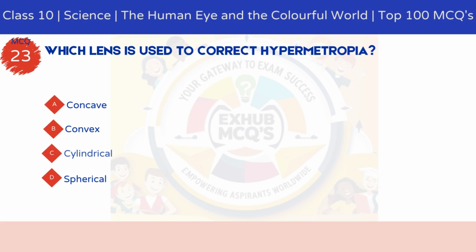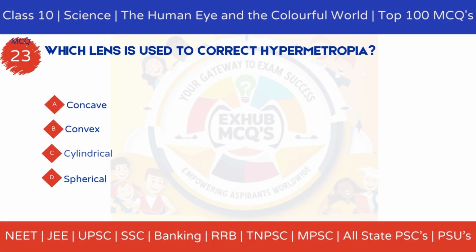MCQ 23. Which lens is used to correct hypermetropia? Option A, concave. Option B, convex. Option C, cylindrical. Option D, spherical.